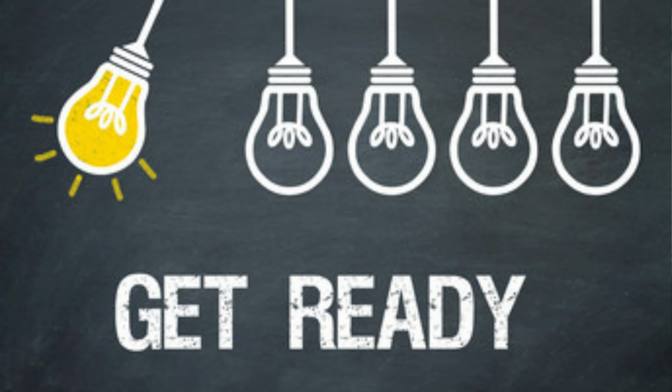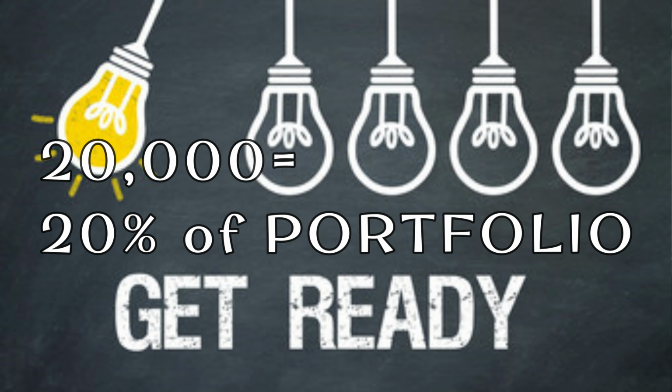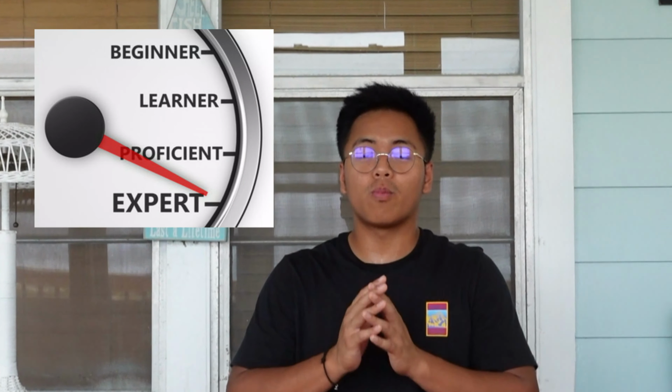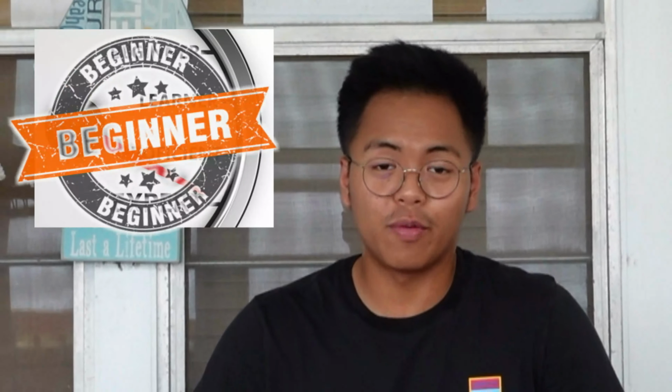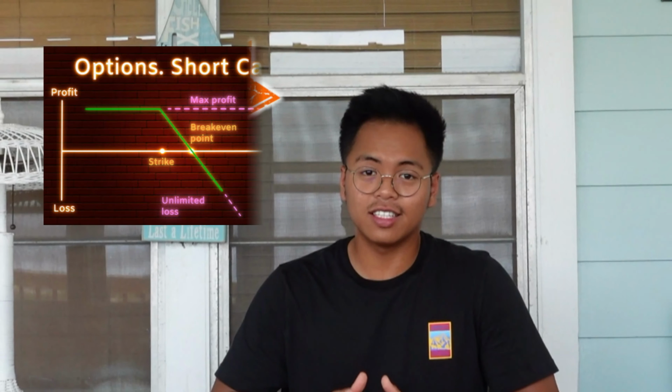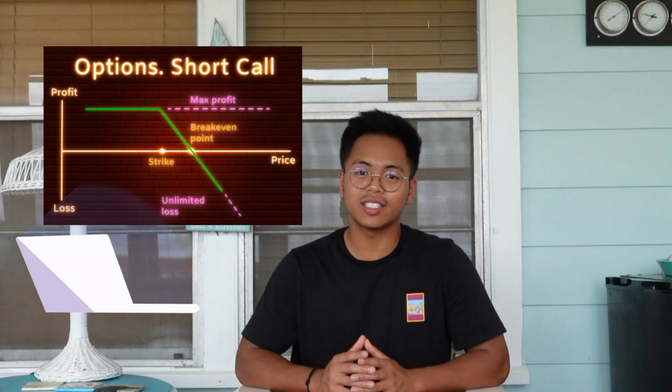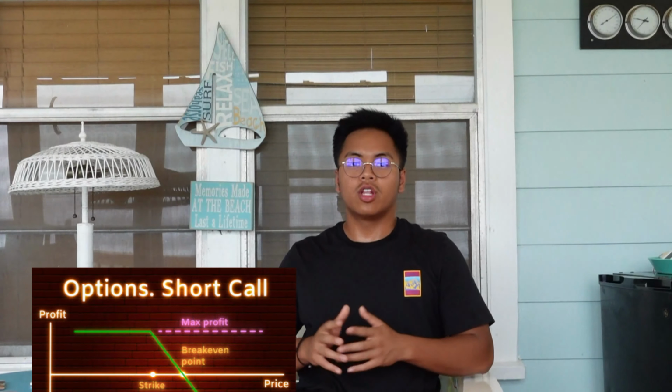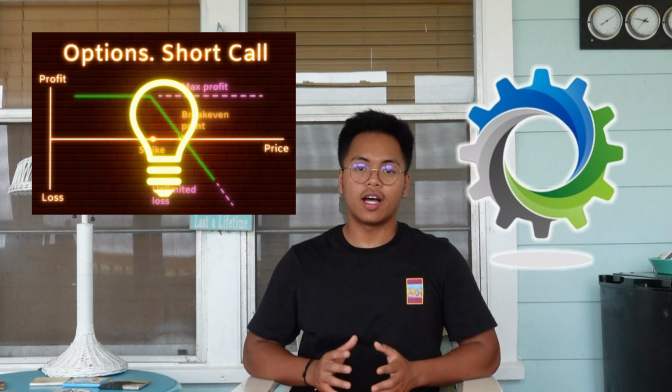You need to be ready to lose the amount you are selling at. This means if the maximum loss amount on this trade is unlimited, you need a big portfolio to where $20,000 will be 10% of your total account. This type of trading is for people who are more advanced in the stock market. But for beginners, as long as you understand the concept of short call and how it works, this should be fine for you. Today we talked about what short call is and how it works.